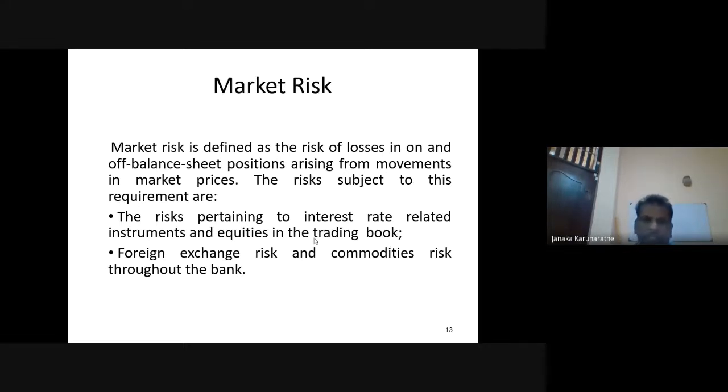Then foreign exchange and commodity risk throughout the bank. So it's irrespective of whether it is in the trading or banking book. Throughout the bank, whatever exposure you hold as a result of foreign exchange and commodities is taken for market risk. So as you know, market risk has four components: interest rate, equity, foreign exchange, and commodity. Interest rate and equity are taken from the trading book, but for foreign exchange there is no difference, it is throughout the bank.